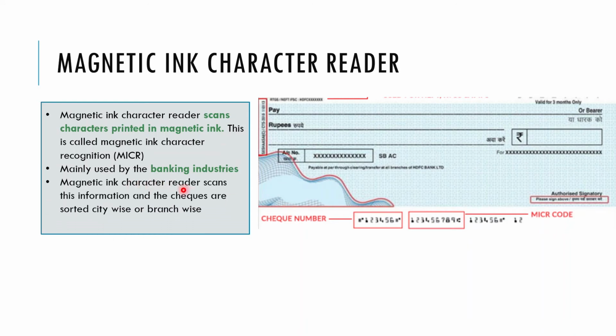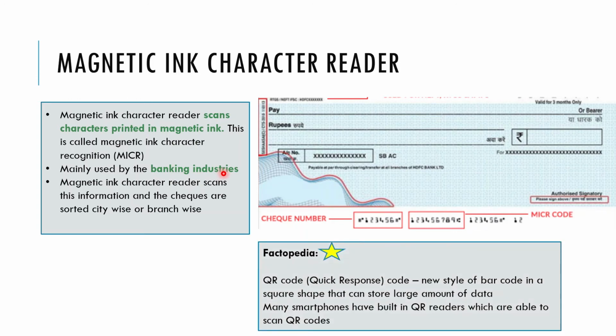Magnetic ink character reader scans this information and checks are sorted city-wise or branch-wise. And the processing of MICR information is very fast. It provides greater security as printed characters cannot be altered. So the points which you need to remember regarding magnetic ink character reader are: they scan the characters printed in the magnetic ink, and this is known as magnetic ink character recognition, and it is mainly used by the banking industry.